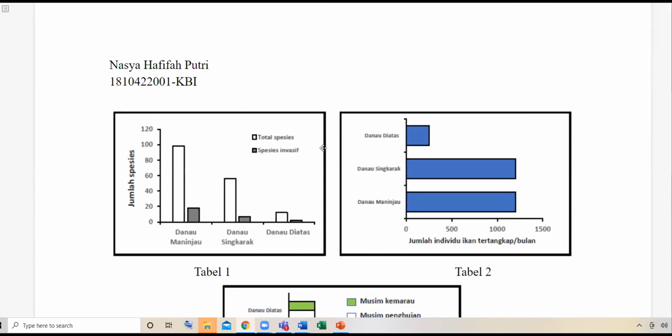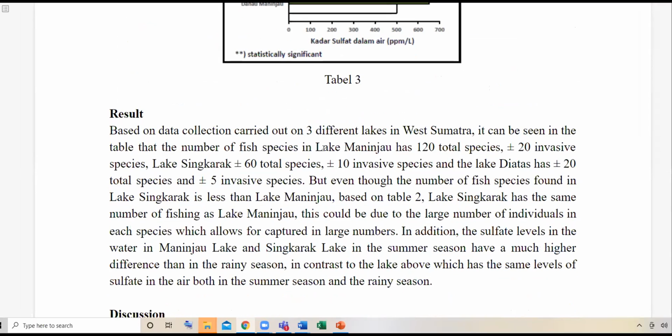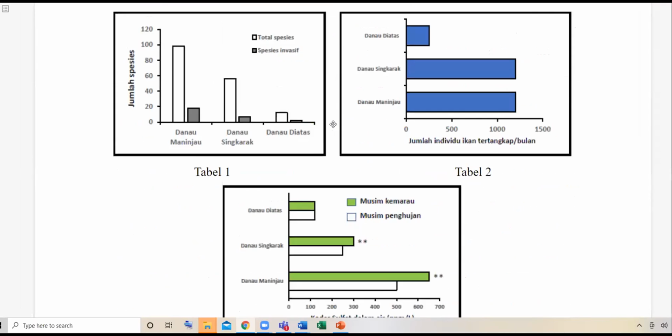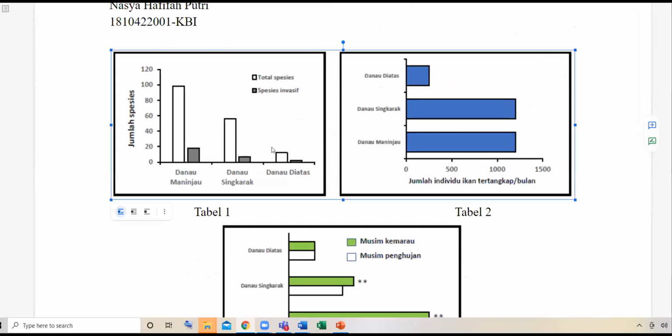Okay, so for Nasha, the incorrect one is that actually you don't put the data. And please don't mix up the tables and the graphs and the pictures. So this is not a table. This is a graph, or you can say this is a figure. Figure, graphs, or pictures, that's the same thing: figure. Sometimes we call it figure.